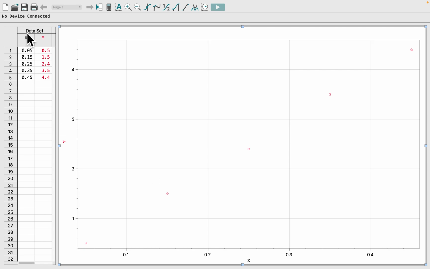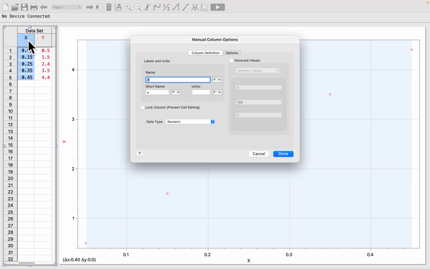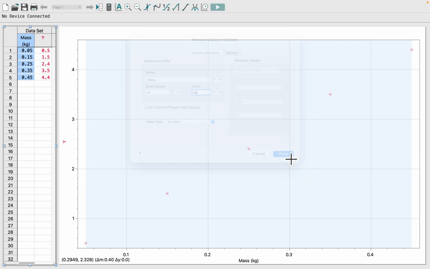Next change I want to make is to click on X and then double click. I'm going to change the name because X is not that descriptive. I'll change it from X to mass, because that's what's on the x-axis. The short name I'll make M, which is a good short name for that. Units, kilograms. And notice that it puts mass, kilograms on the axis. That's kind of nice.